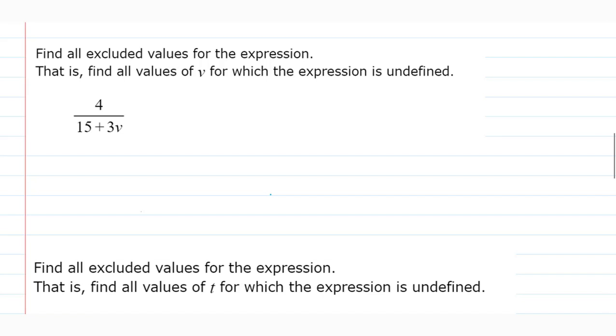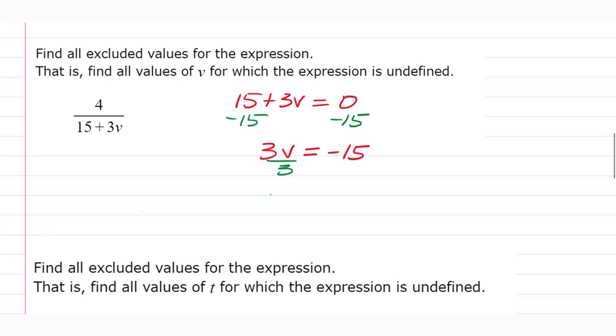Here we have 4 over 15 plus 3v. Set 15 plus 3v equal to 0 and solve for v. This is a linear equation. We can solve it by just isolating the variable. So we're going to have 3v equals negative 15 when we subtract 15 from both sides. And the next step is to divide both sides by 3. So we're going to have v equals negative 5.